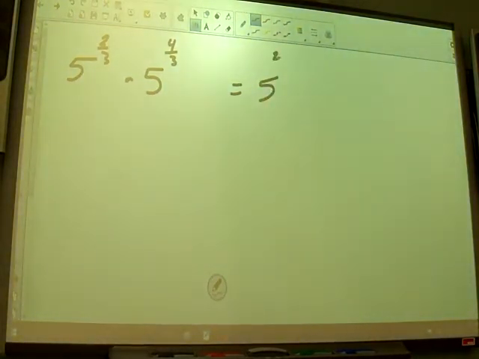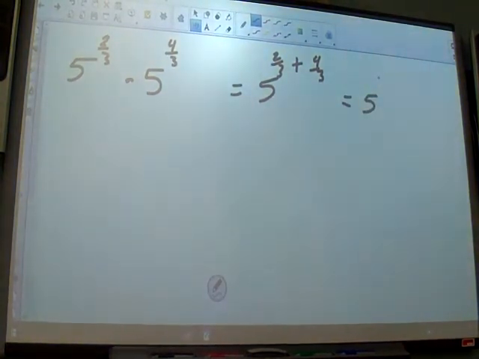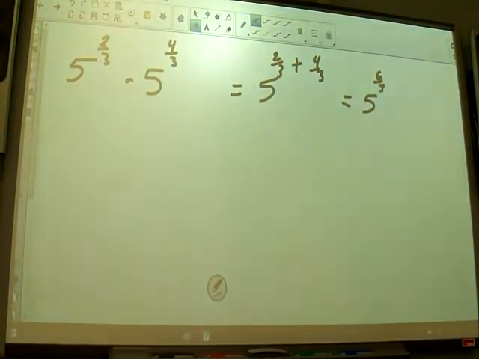And then just like Mr. Cross said, I'm going to add those exponents. Now this one's friendly for you because those fraction exponents both have a common denominator. So you can just do 2 plus 4, which makes 6/3. And what's 6/3 the same as? 2. So now all you've got to figure out is what is 5 squared? 25. Y'all are rocking and rolling.